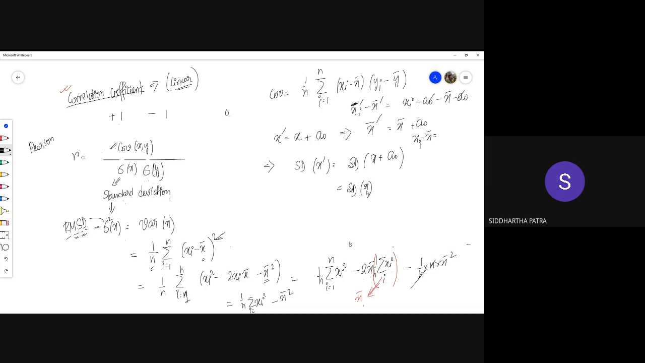Okay, so you take a set of values of x and simply add a constant to each of those values. Let's say 5 to each of those. Okay, since the standard deviation is a deviation from the mean value, that doesn't change when you add a constant value to each of the data points. Okay, each of the values of x.